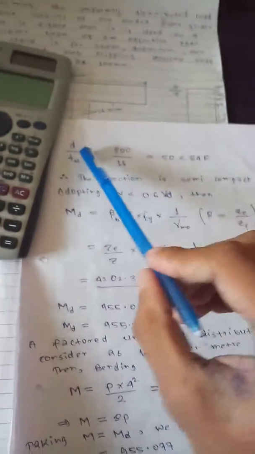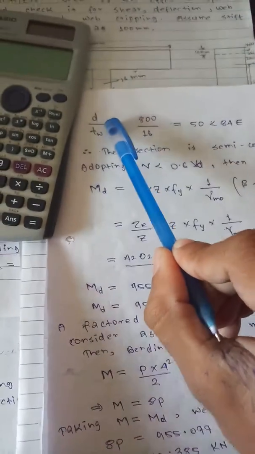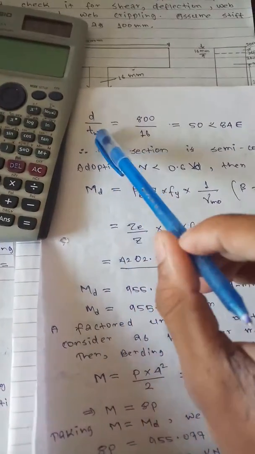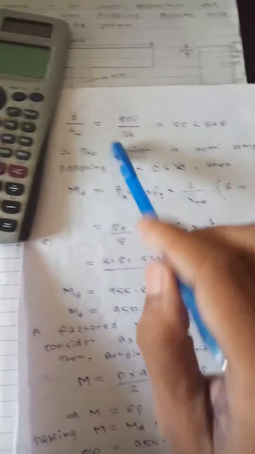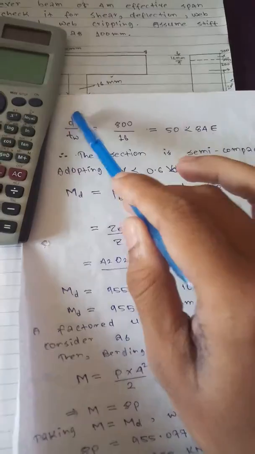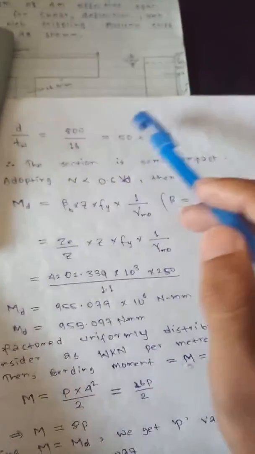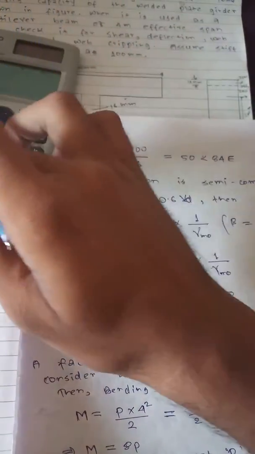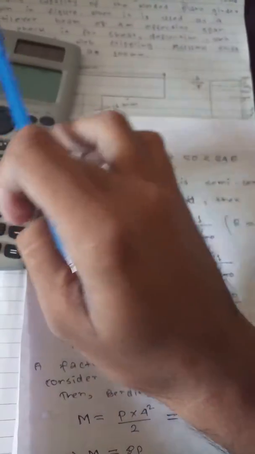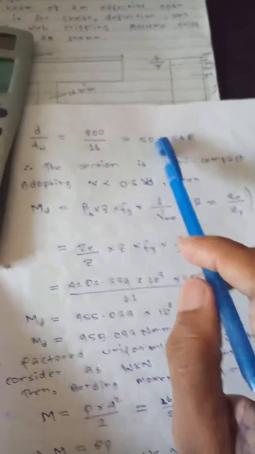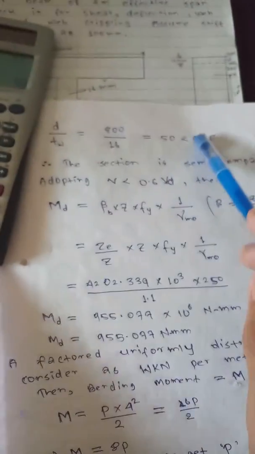we have to calculate for depth also, the depth for the web, d by t_w, this is for the web. Depth is given as how much? 800 by 16 is equal to 50, and 50 is less than 84.